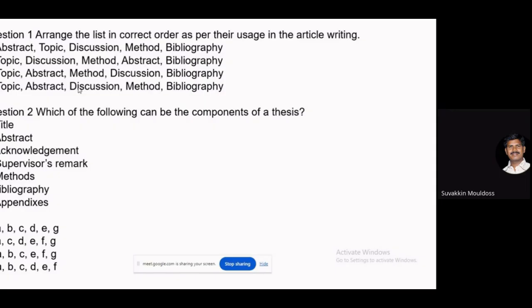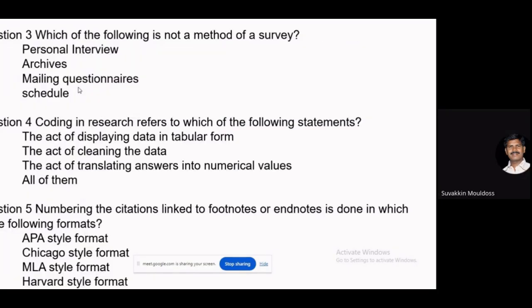For a thesis, which of the following can be the components of a thesis? Not everything is a component. Which one is not a component? Which one is missing, which is left out? Supervisor's remark is not research, but archives is not the method. Therefore, archive is the answer.